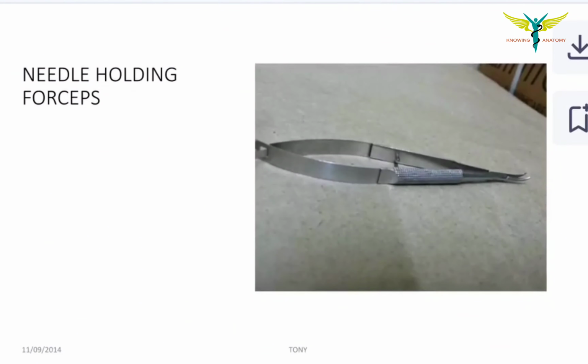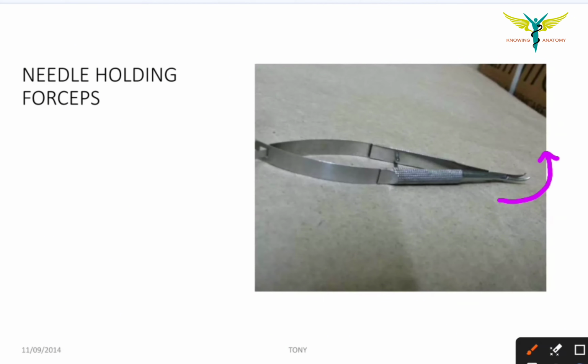Needle holding forceps. This forceps is used to hold the needle during the surgeries. It has a similar spring action as the above instrument, but here you can see the blades are small and curved.